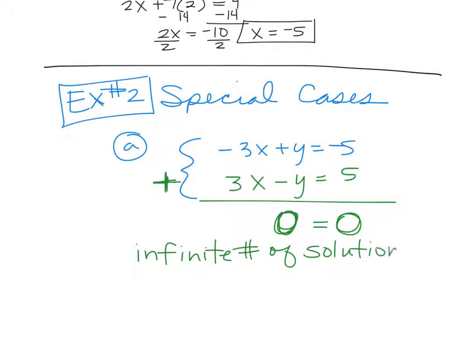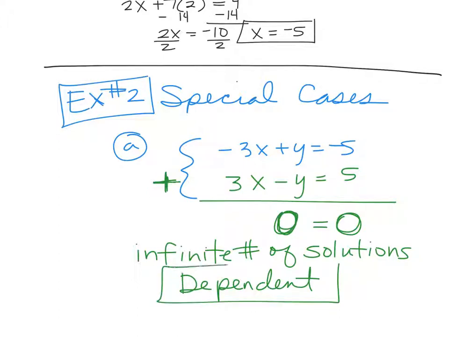So this is infinite when they are equal to each other, because it's true always, right? 0 equals 0, 11 equals 11. It won't be 11 equals 11, but that's infinitely many, which means this would be considered dependent, if we're going back to yesterday's stuff.